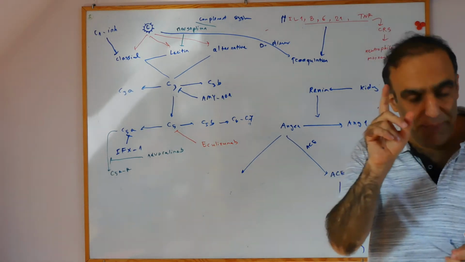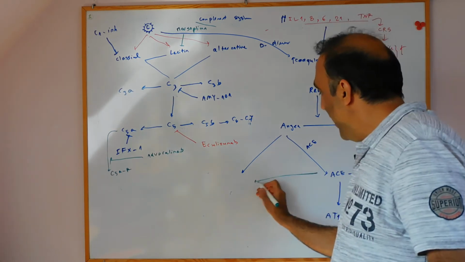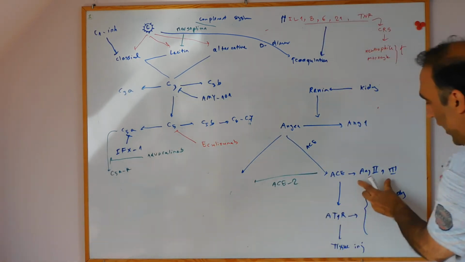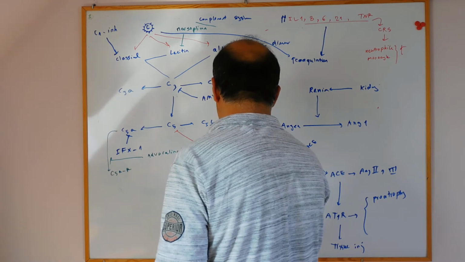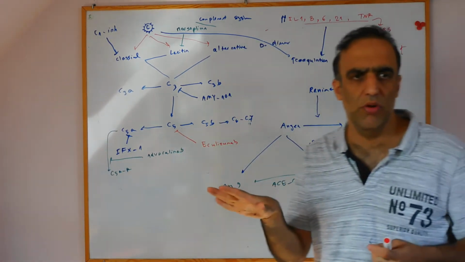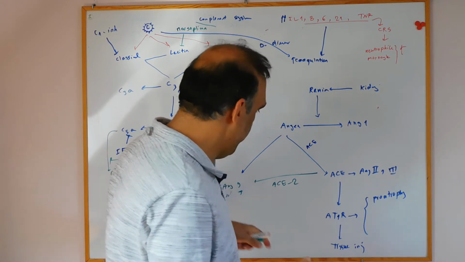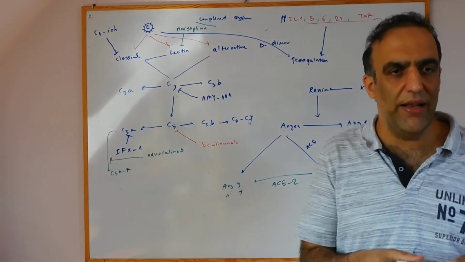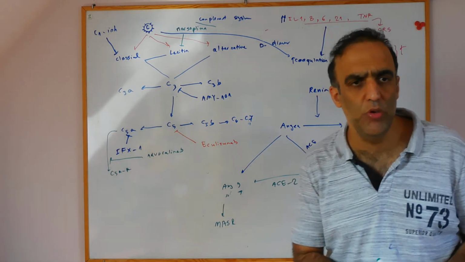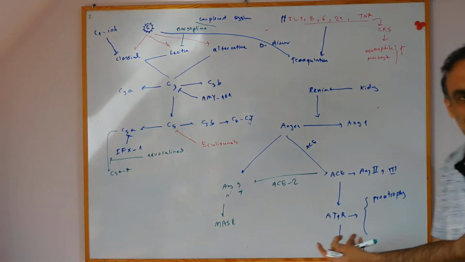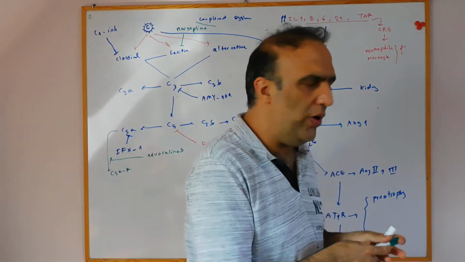But in the normal situation, with the help of ACE2, angiotensin 2 and 3 convert to angiotensin 1-9 and 1-7. And these 1-7 and 1-9 act on the MAS receptor, and it's the opposite of this process: anti-atrophy, anti-fibrosis, and vasodilation. All of it is tissue protection.